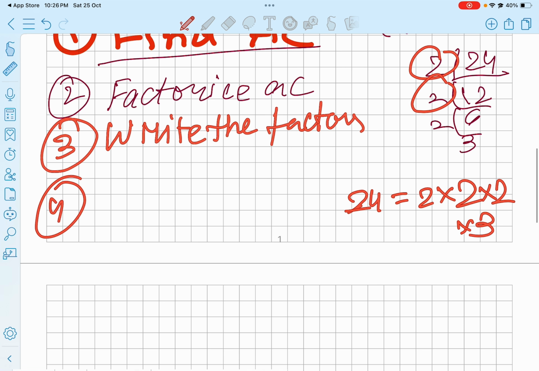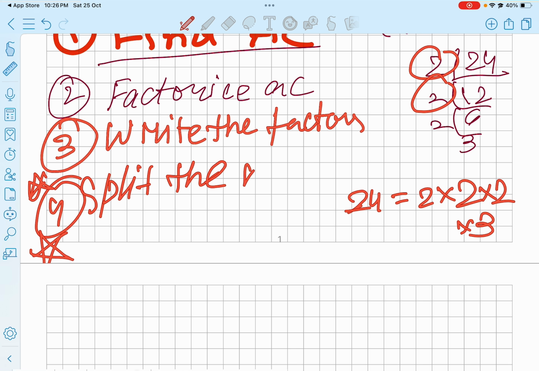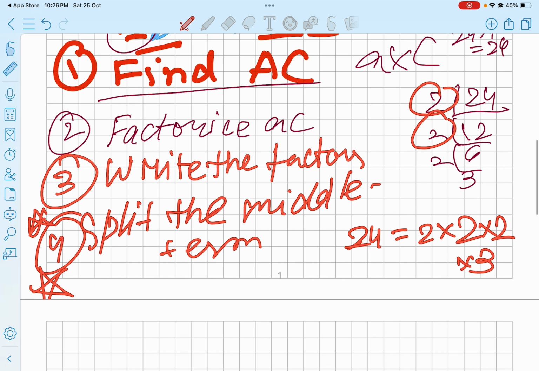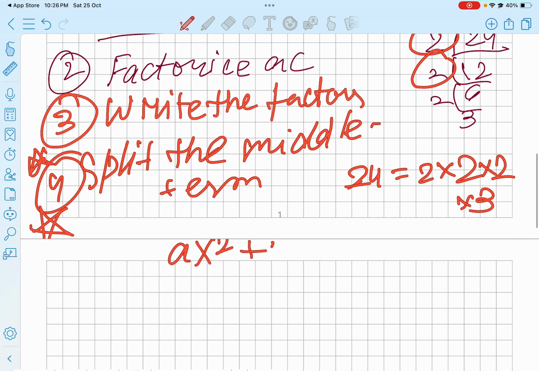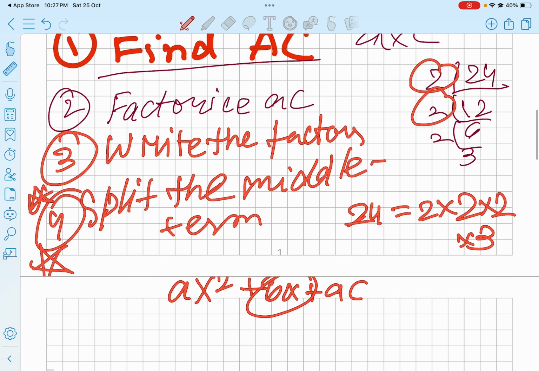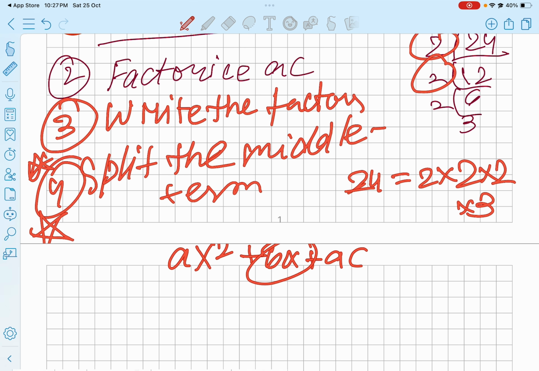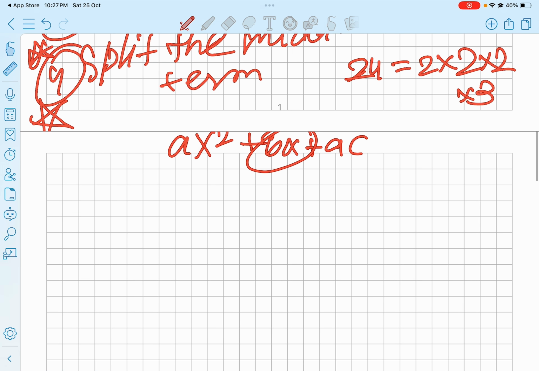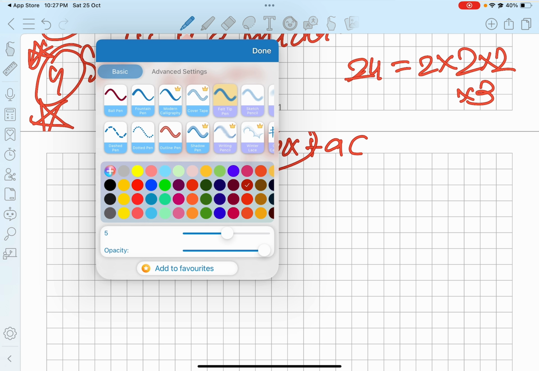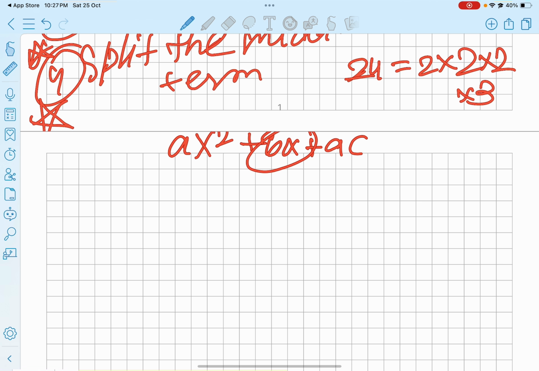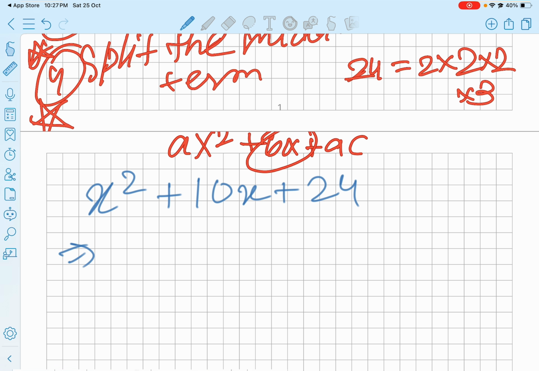Now we are going to split the middle term. This is the most important step, and here is where the magic lies. What is the middle term basically in this format? ax square plus bx plus c. Always bx is the middle term. So in this case 10x is the middle term, and 10x must be split into two terms so that when we add them, we still get the x square plus 10x plus 24.